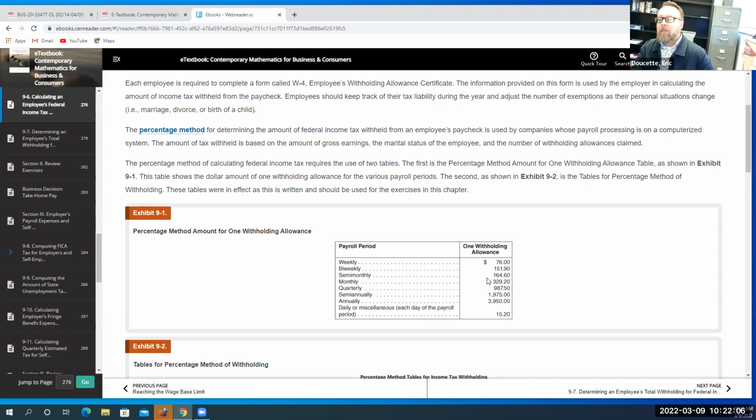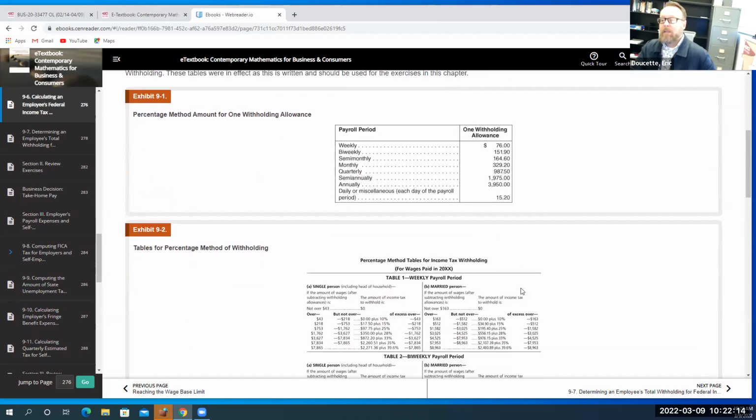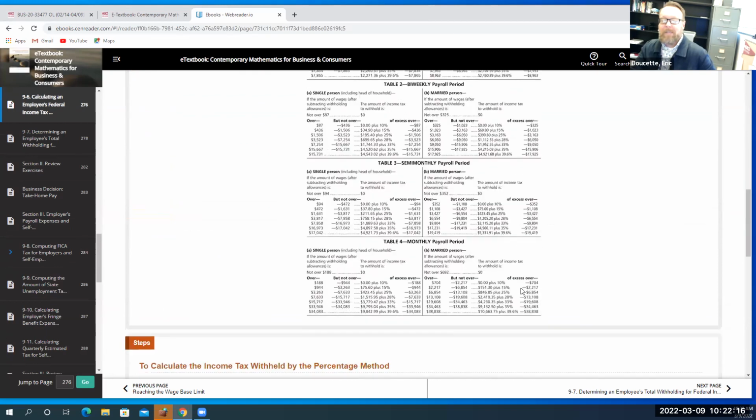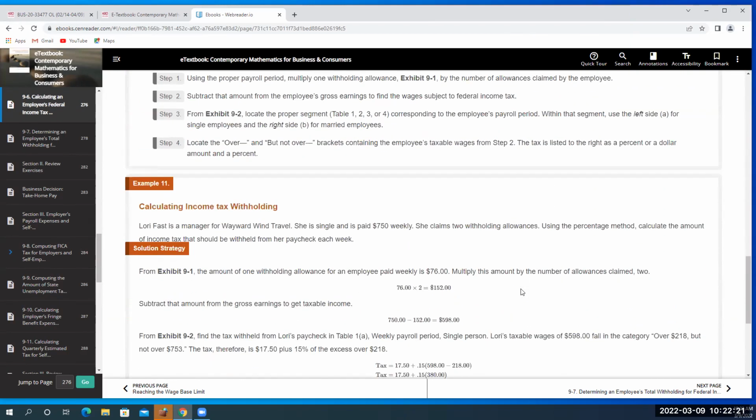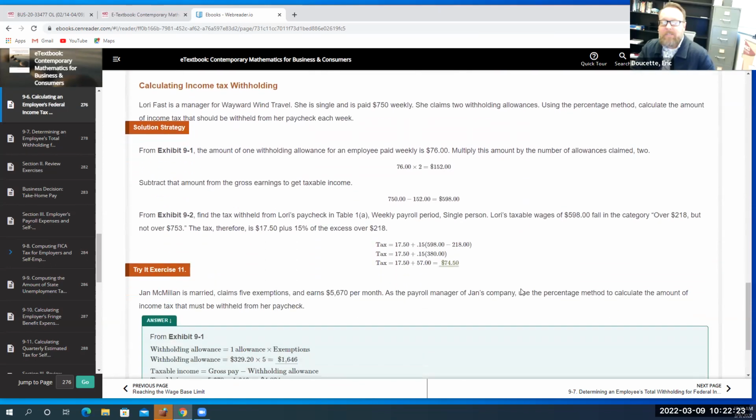So her withholding amount for one withholding, multiply this by 5. So $329.20 times 5. Okay. Whatever that comes out to. Anybody want to do the math on it? I'm not prepared. Let's look down here and see if it gives us the answer. $1,646. That's what her withholding came out to. You guys see that? Okay, so you're going to deduct that from her gross pay.